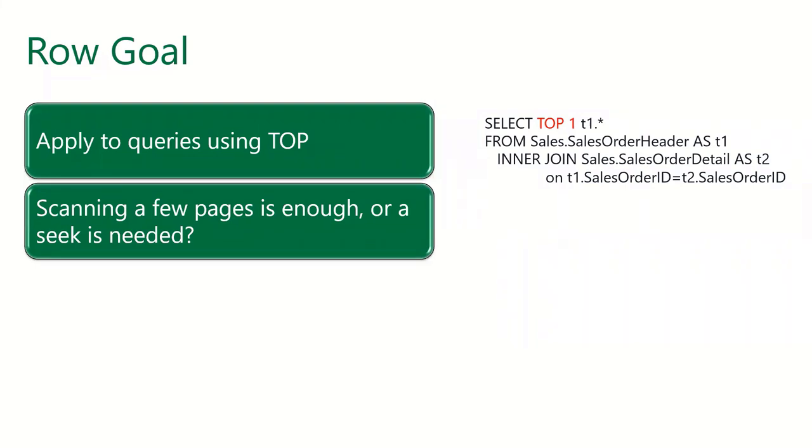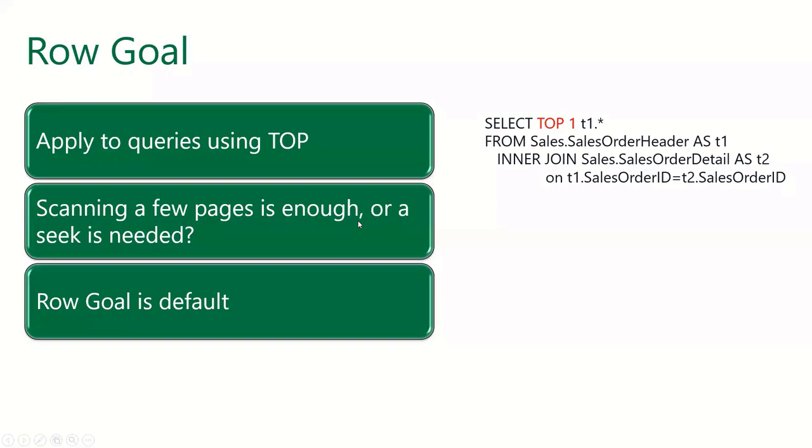Yeah, it may be. But if this query were more complex, with a where clause, for example, filtering, and the data were skewed, it may try to scan a few pages and can't find on those few pages the records that fit the filters, the amount of records required for the TOP and that fit the filters. In this case, maybe a seek would be better to find the records which fit the filters and the TOP. So row goal is the default behavior. Row goal means let's make a scan of a few pages to get the top rows.